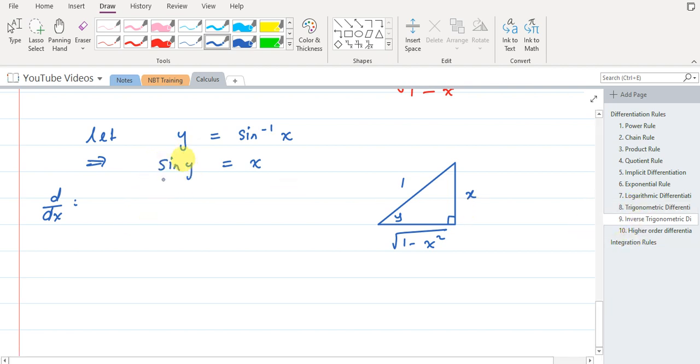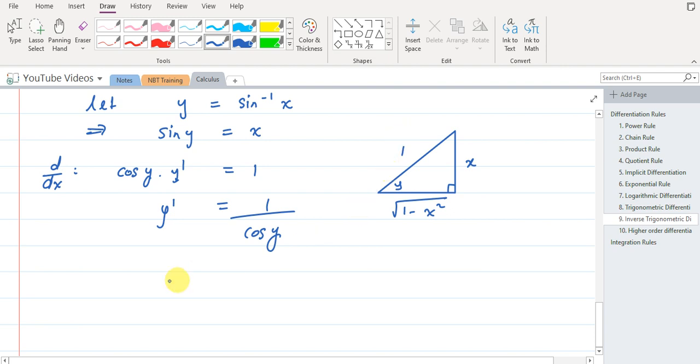So let's find the derivative of sine y. The derivative of sine y is cos y times y prime, because remember we have to differentiate this. You're kind of finding the derivative of sine f of x, so it is cos f of x times f prime of x, which is y prime, which is equal to the derivative of x, which is 1. So what do we have? We got y prime is equal to 1 over cos y. Now what is cos y? Cos y is from the triangle. Cos of y is adjacent over hypotenuse. So we have y prime is equal to 1 over the square root of 1 minus x squared, which is done and perfect.